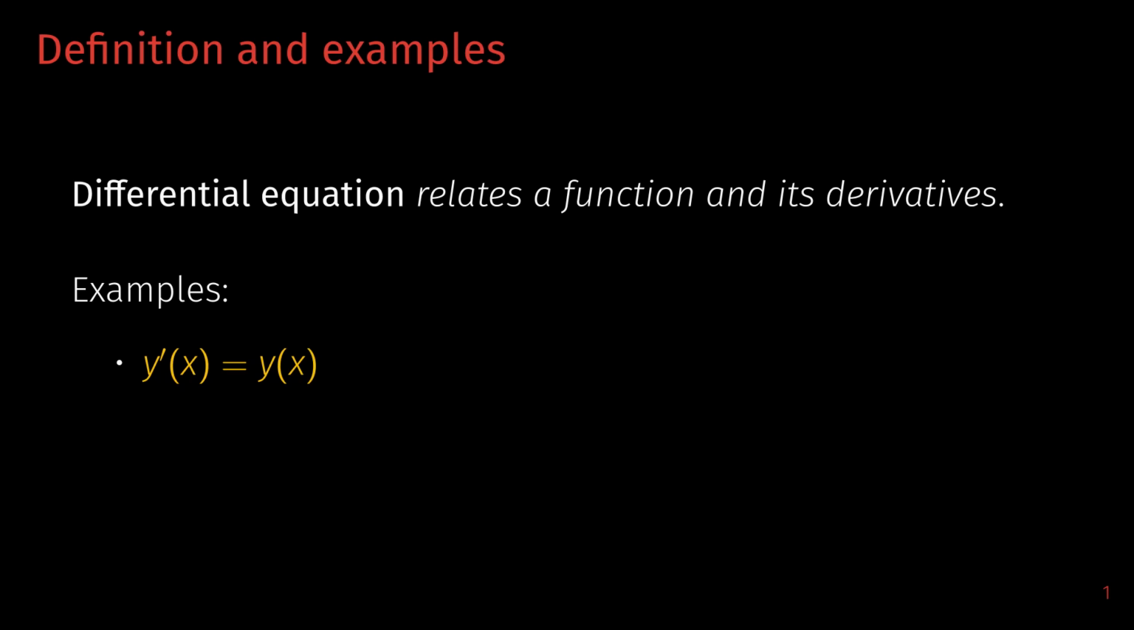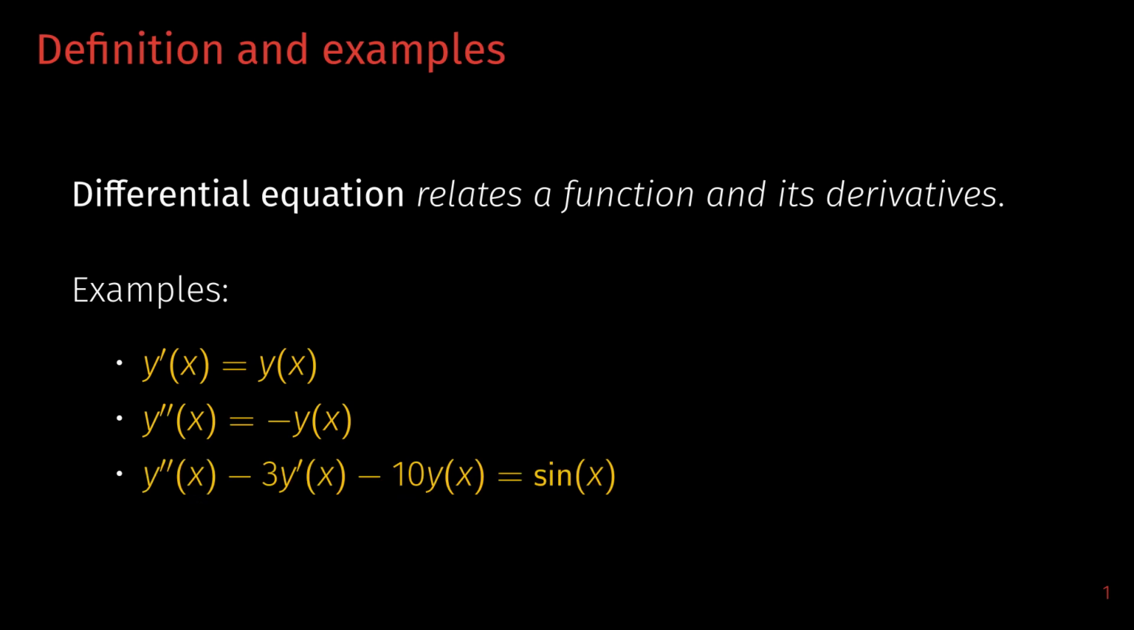We could also have higher order derivatives. For example, we could have y double prime of x is equal to minus y of x. We could have something even more complicated, like y double prime of x minus 3 times y prime of x minus 10 times y of x is equal to sine of x. So here on the left-hand side of the equation, we have the function y, the dependent variable, and its derivatives. And on the right-hand side, we have another function of x, the independent variable.